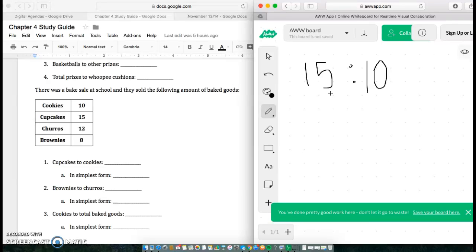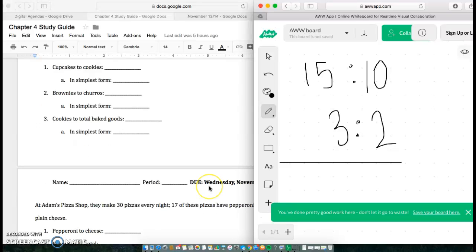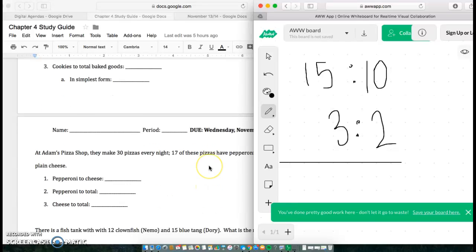So I'm going to divide 15 and 10 by 5. 15 divided by 5 is 3. And 10 divided by 5 is 2. The only number I can divide 3 and 2 by is 1. So I know now that this is simplest form. So I would put this here. I would put 15 to 10 in my first line, and I'd put 3 to 2 in the second line. Continue for the rest of them.